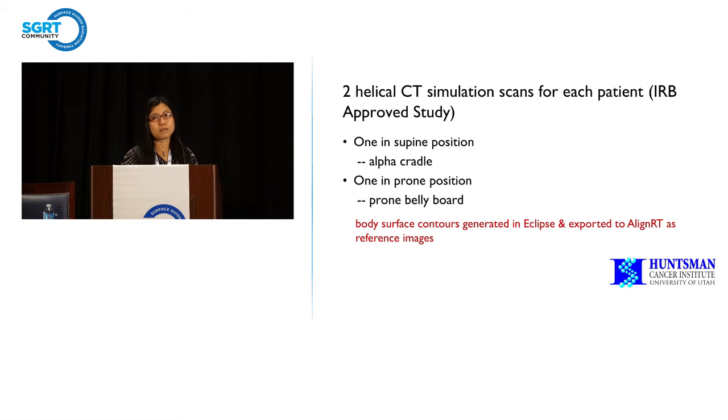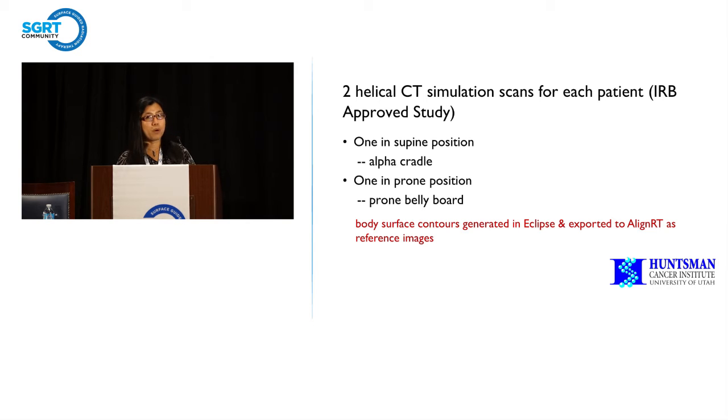This study is IRB approved, so for every single patient, we have 2 helical CT simulation scans, 1 in prone position, 1 in supine position. In the supine position, the patient is immobilized in the alpha cradle. For the prone position, the patient is immobilized using the belly board.